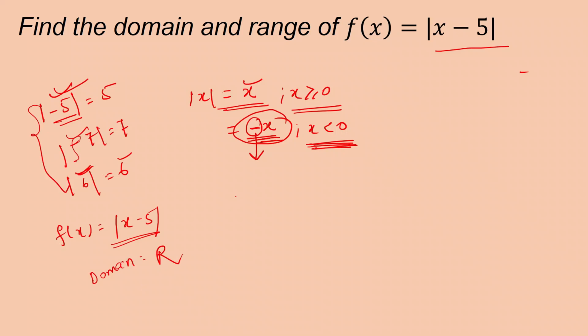Okay, now what about the range? Range is a set of all those values the function can take. So we already know that this function cannot take any negative value, it can take only positive values. So that's actually the range of this function. 0 to infinity, only positive values, and it can also take the value 0 at x is equal to 5. So 0 is included, closed interval, closed at 0, and this is the range 0 to infinity.